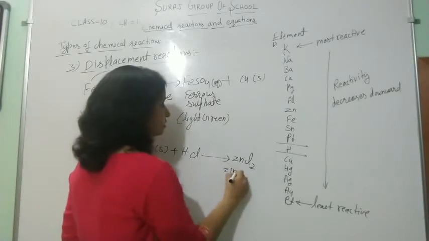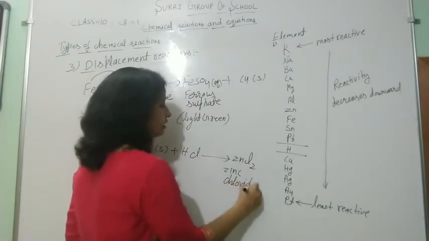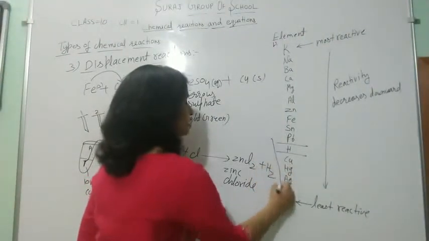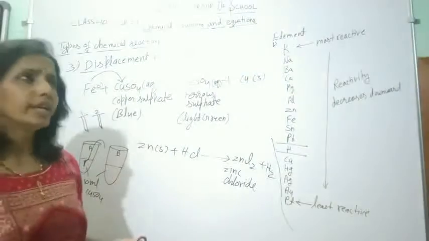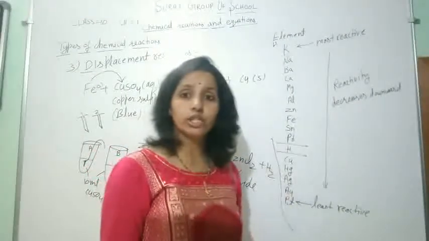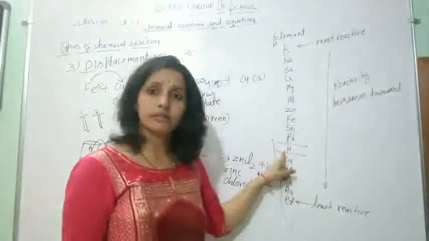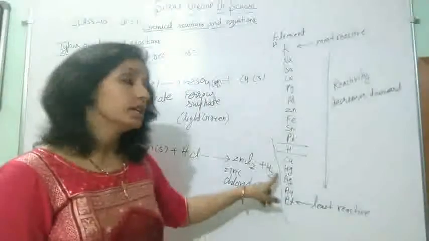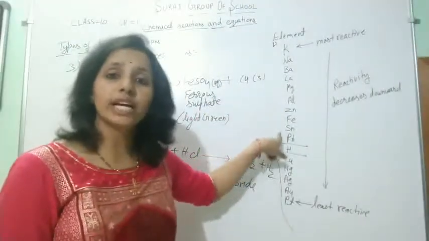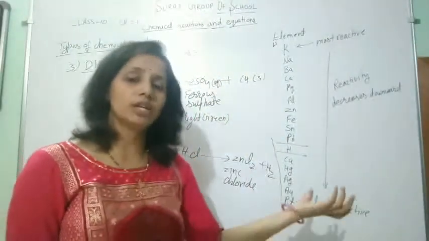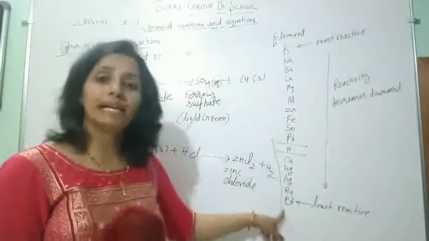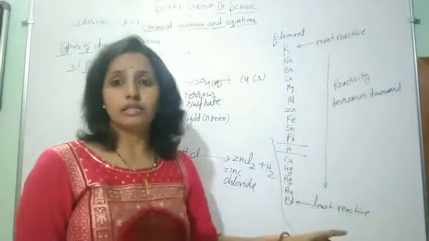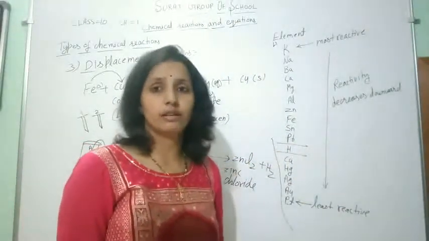Zinc chloride. It gives zinc chloride plus hydrogen gas. So we can say that when a metal reacts with acids, it gives hydrogen gas. The metals which are more reactive than hydrogen react with acid to give hydrogen gas. But the metals which are less reactive than hydrogen do not react with acids and do not produce hydrogen gas.